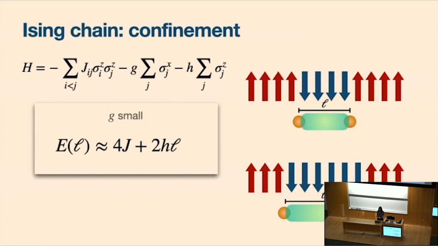Okay, so in this case, it's a very simple calculation. If G is 0, then the energy cost of having two domain walls at a distance L is 4J, that's the energy of 2J for each domain wall, plus 2H times L, the distance. Okay, so we now have this linear potential, and this 2H plays the role of the string tension.